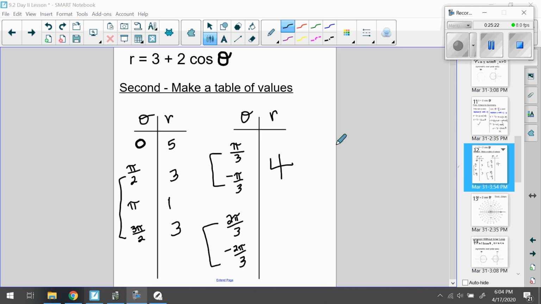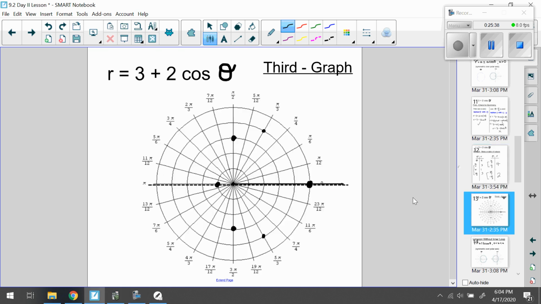Then my next 2 points I'm going to focus on are 2 pi over 3 and negative 2 pi over 3. Those have a cosine of negative 1/2, which again is another friendly number. So 2 times negative 1/2 will be negative 1, and 3 minus 1 is 2. So both of these will have an R value of 2. So I'm going to go to 2 pi over 3, out 2 units, so here. And then I'm going to do the same thing for 4 pi over 3.